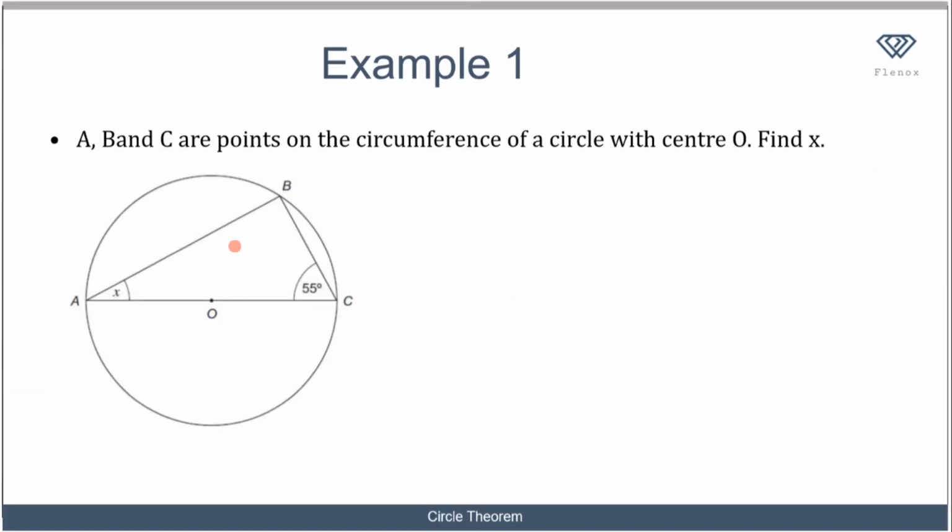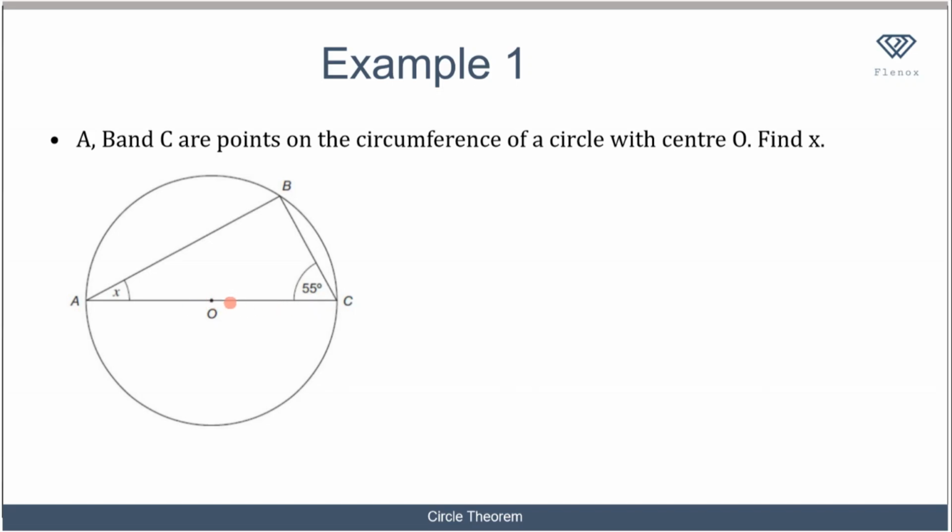So let's apply all these theorems to try to solve some questions. Let's get started. So the first one, we're told that A, B, and C are points on the circumference of a circle with center O. We're told to find the value of x. So as you can see, this line now lies on the what? On the diameter. So the line AC is the diameter because this line passes through the center.